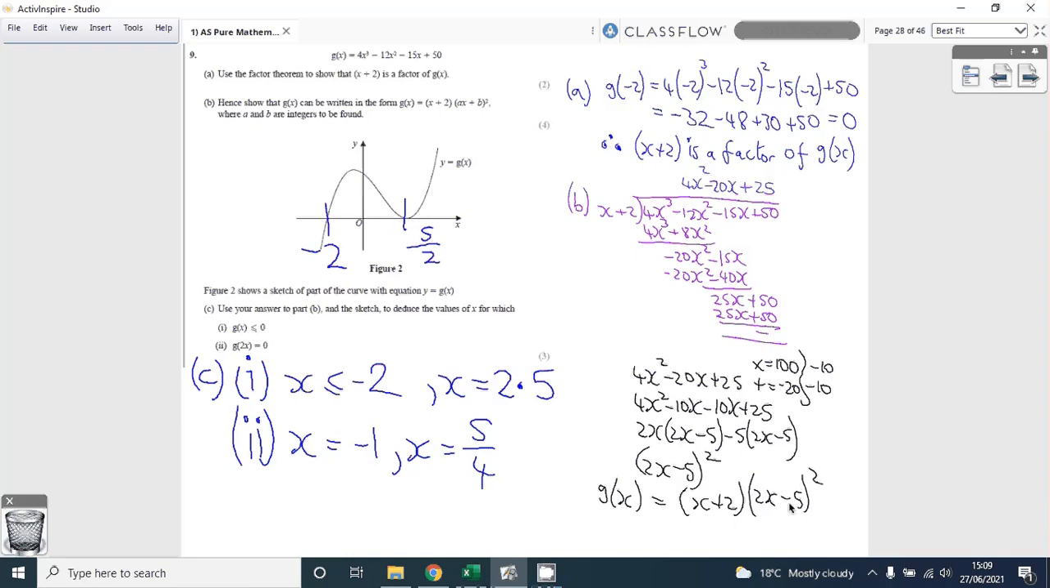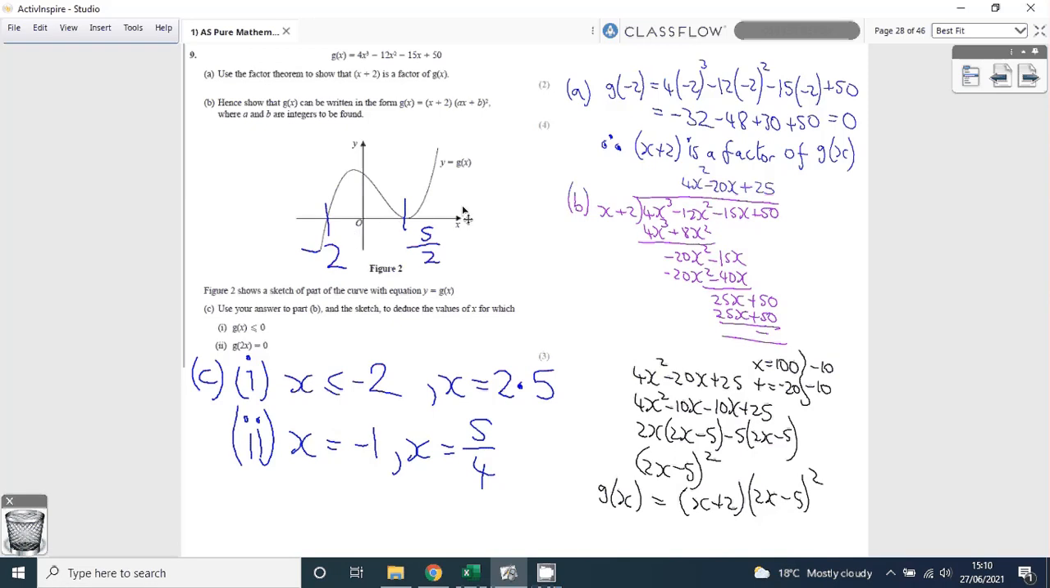So from this, I've been able to get my two solutions for C part 1. Of -2, and what value of x makes 2x minus 5 equal to 0? That's 2.5. So my two solutions are -2 and 5/2. Okay, so they're the actual solutions.